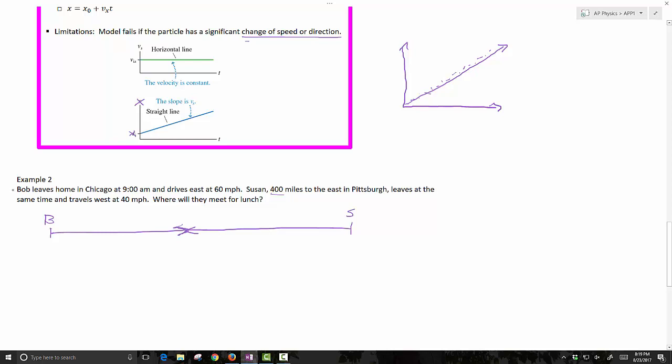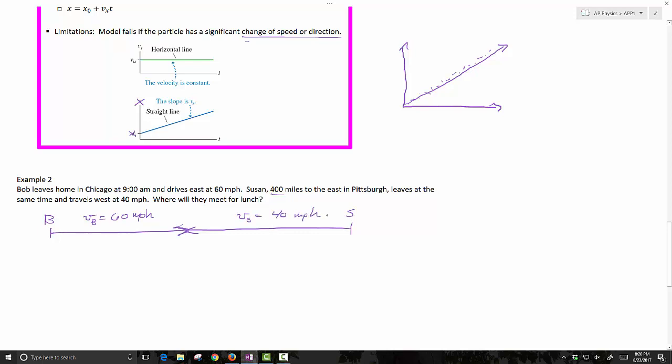Okay, let's see. Bob left at 9 a.m. and drives east 60 miles per hour. So we know his velocity, and I want to put a little b so I know it's the velocity of Bob is equal to 60 miles per hour. And we can leave it in miles per hour because we're dealing with hours probably. Coming the other way, we got 40 miles per hour. So the velocity of Susan is 40 miles per hour.